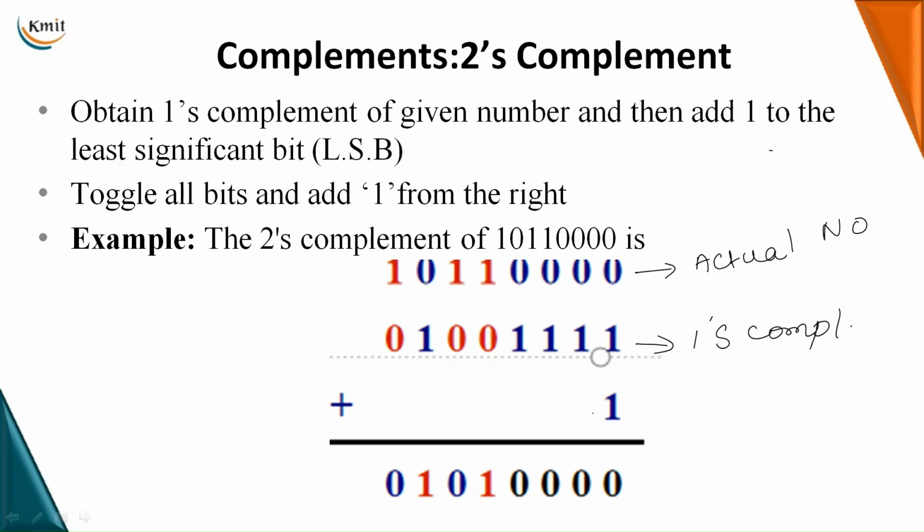So for this ones complement, I need to add 1 to the least significant bit. So this is my least significant bit. I have to add 1. So 1 plus 1, it becomes 1, 0. 1 plus 1, again it becomes 1, 0. Here 1 plus 1, it becomes 1, 0. And 1 plus 1, again it becomes 1, 0. So 0 plus 1, 1, 0, 1, 0. So this result is nothing but the two's complement. This is how you perform a two's complement of a given binary number.